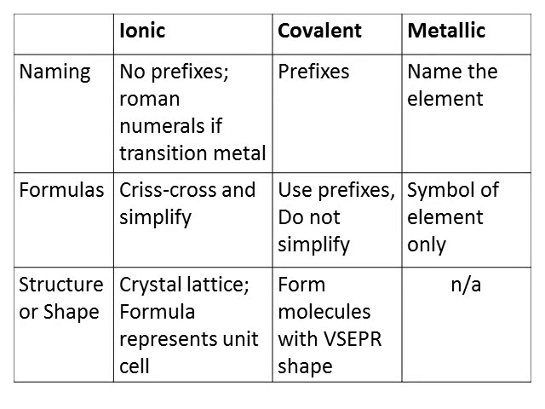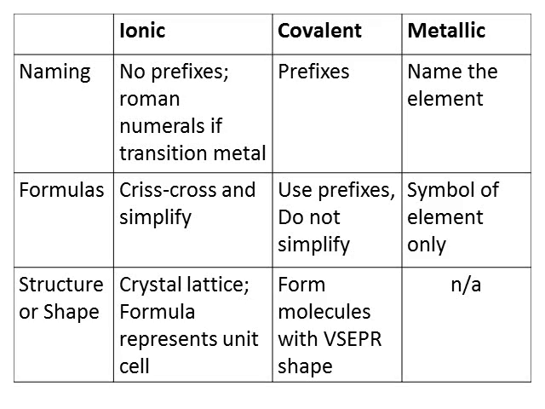To name an ionic bond, we do not use prefixes, and we use Roman numerals if a transition metal is present. There are two exceptions. Silver and zinc are transition metals that do not get Roman numerals. Tin and lead are not transition metals, but they do get a Roman numeral. Covalent bonds have prefixes, and for metallic bonds we use the name direct from the periodic table.